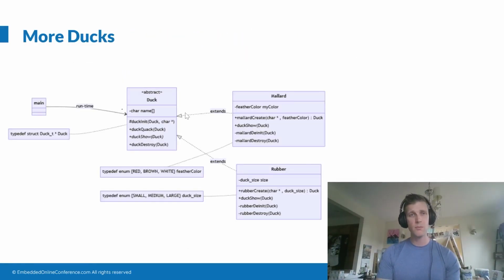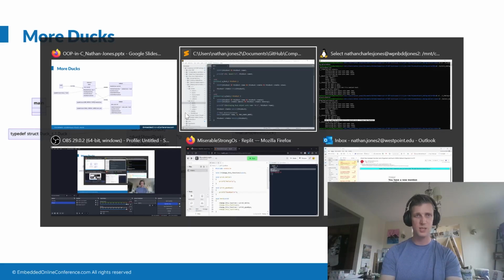Okay, so basically in that final example, we see this little class diagram where I have an abstract duck implementation that I can't create specific ducks of, but I'm able to create two different types, mallard and rubber, and they override the show function. So they do mallard and rubber specific things when I call the duck show function, and otherwise provide all the functions needed to create and destroy those objects safely.